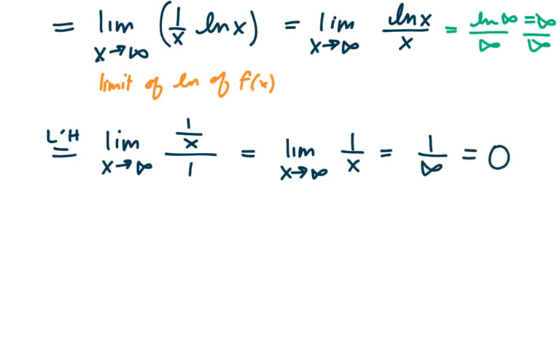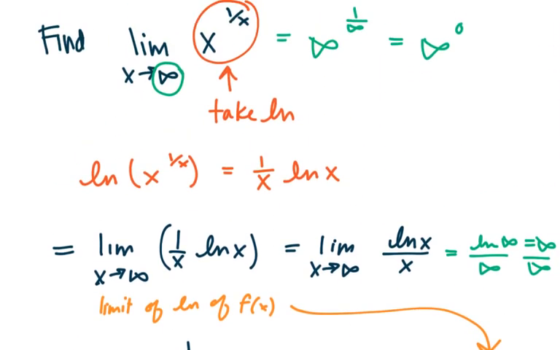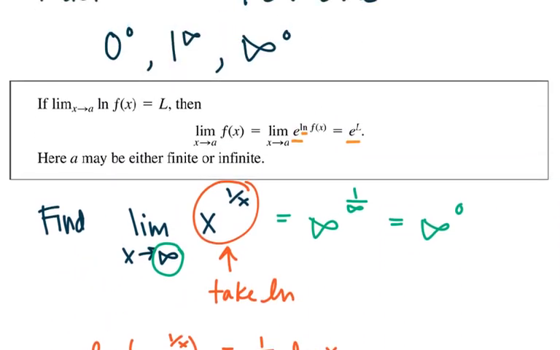So this is the limit of the natural log of the function. So we're not done. It's the limit of the natural log of the function. So by my theorem up above, since I took the natural log of the function, then I can say, well, this is just going to be e to the L.